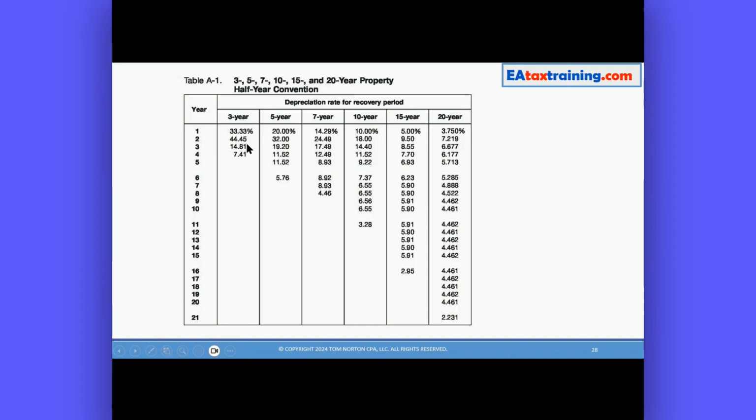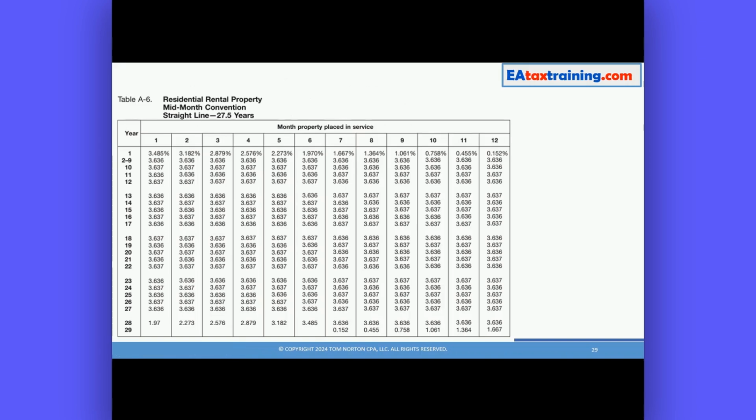So it's going to spread it out into a 4th year, and for the 5-year into a 6th year, etc. So now another chart to look at is this one for residential rental property. So you can see here the month placed in service, because this is a mid-month convention.